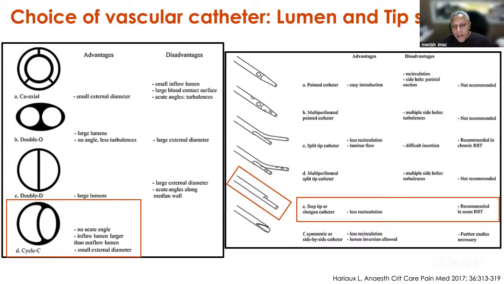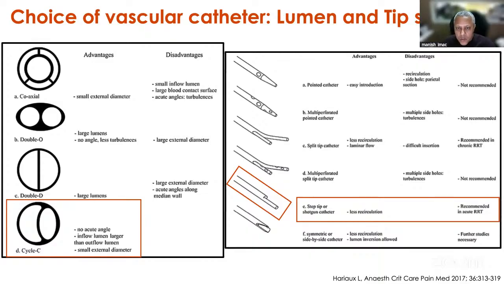As compared, and in addition to this, what would be the shape of the functional tip of the catheters? The diagram on the right is showing you the various shapes of the catheters. The more common ones that we are aware of are the tip catheters or the pointed tip catheters, the first two that you can see. And these may be multi-perforated or they can be just pointed tips.